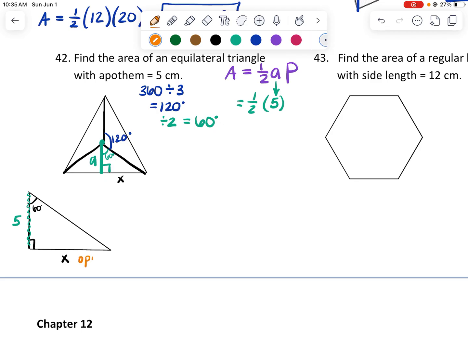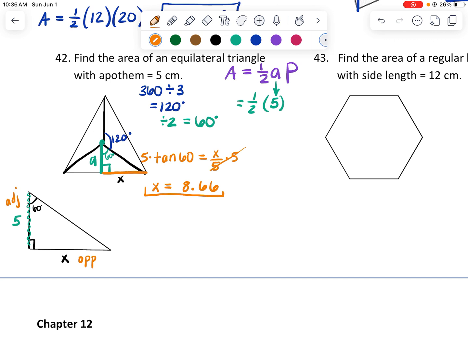So looking at what we have, opposite and adjacent, I'm going to use tangent. So tangent of 60 is equal to x over 5, and I'm going to multiply both sides by 5. So x is equal to, let's see, and we can round it to the hundredths, so 5 times tangent of 60. Make sure I'm in degrees. I've got to change that. Okay. So I get that x is 8.66.